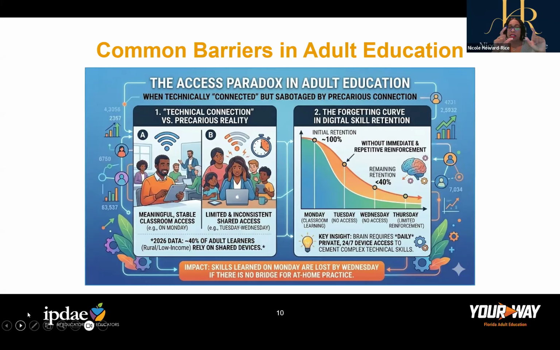So you have the technical connection versus the precarious reality. Okay, so you've got meaningful access. It's stable in your classrooms. It's stable with the LMS access because they paid to be within the programs, right? Yes. But what happens if you have class on Monday, Wednesday, and you're off on Tuesday and Thursday, or you have class Monday, Tuesday, Wednesday, and you're off on Thursday, and you're at home? What happens to the limitation? It becomes inconsistent.